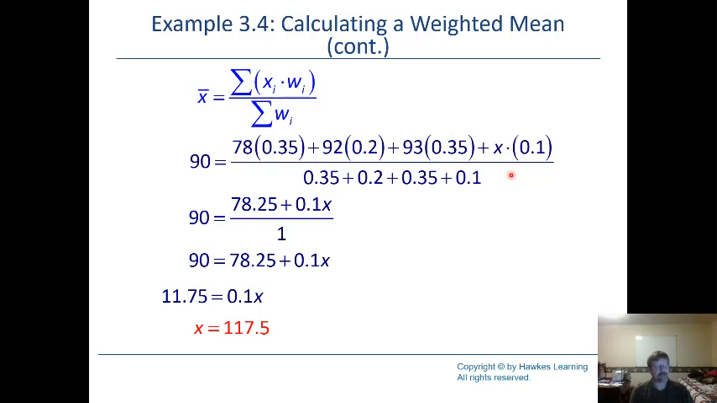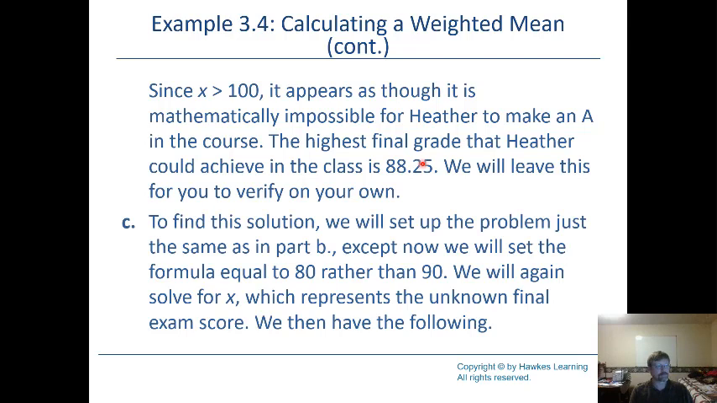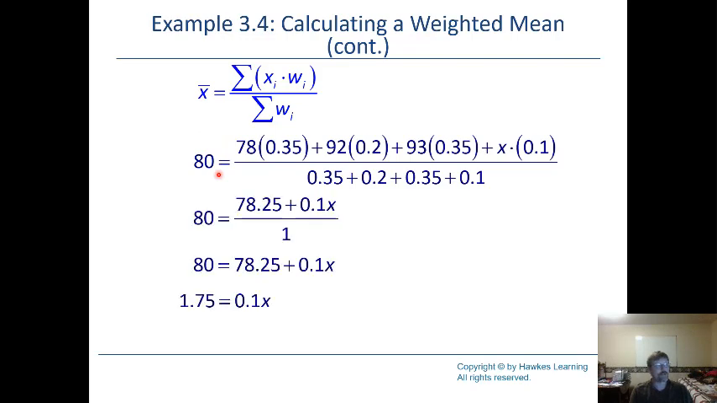So that's basically telling her that she can't get an A at this point. If she scored 100%, she would end up getting an 88.25. If you want to do the calculation, you can. So if we set this to 80% instead of 90, again, we set it up the same way, except we use 80% instead of 90 here. She only needs to get a 17% on the final to land that B.